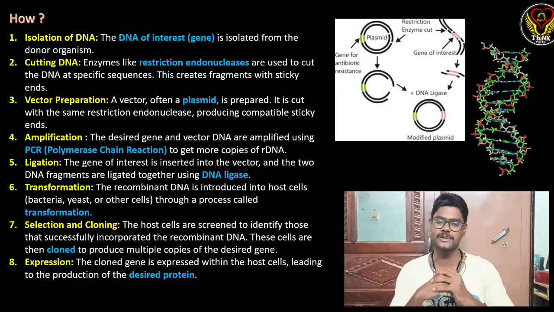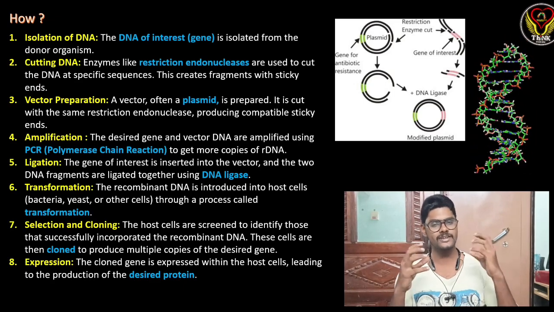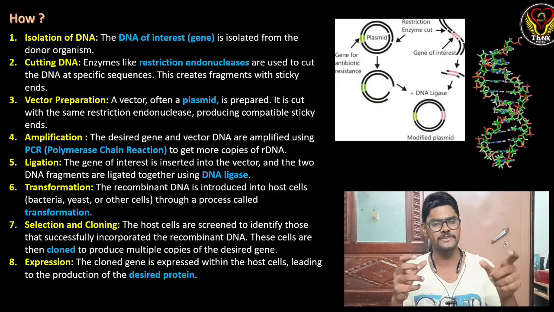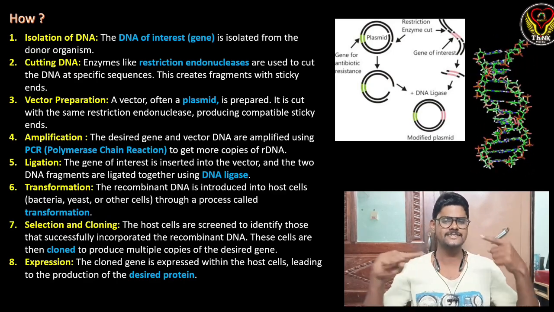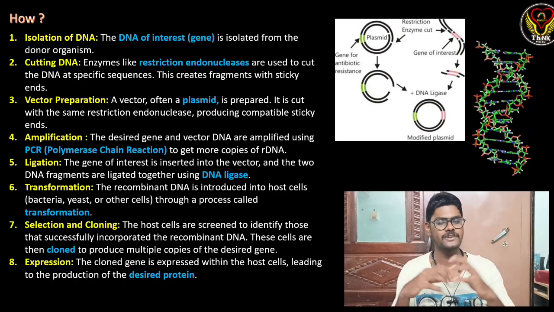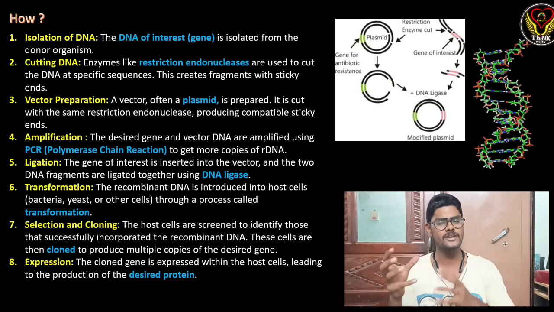Third is vector preparation. The most commonly used vector here is plasmid. It is prepared. We cut the plasmid with the same restriction enzyme which we use to cut our gene of interest. So there will be sticky ends on both sides which can be ligated afterwards. The fourth step is amplification. The desired gene and the vector DNA are amplified using polymerase chain reaction.